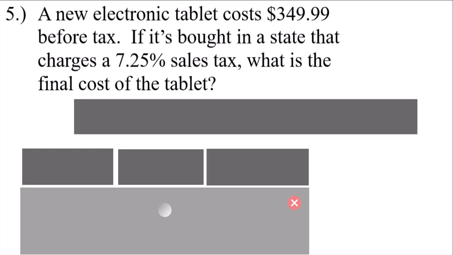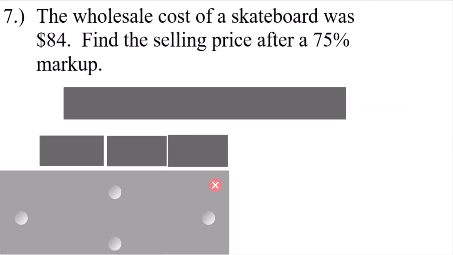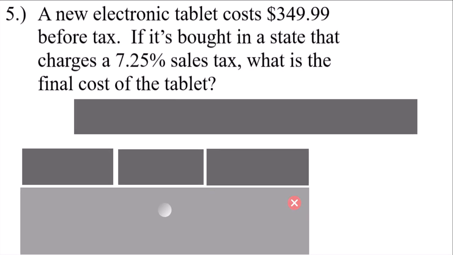All right, I want you to try number 5, 6, and 7 on your own. Read the problems carefully. Make sure you know what you're solving for, whether it's the final price, selling price, or the original cost or wholesale cost. Make sure you know what you are solving for. Hit pause in the video, do 5, 6, and 7 on your own, and then hit play when you're ready to see how you did.